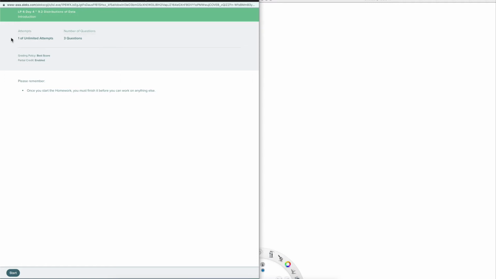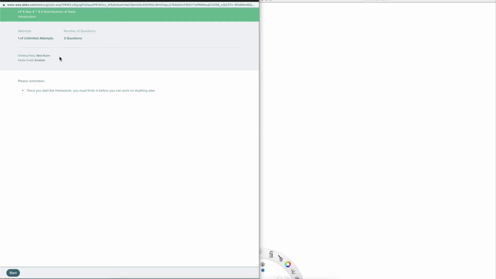The second thing is the number of attempts. You always have unlimited attempts on homework, tests, and quizzes. Number of questions just tells you how many questions are on this particular assignment. Grading policy is always best score, so whichever attempt is the best one is the one you get to keep. Partial credit is enabled, so if you answer 1 of 3 questions correctly, you get credit for 1 question, or however many you answered correctly.